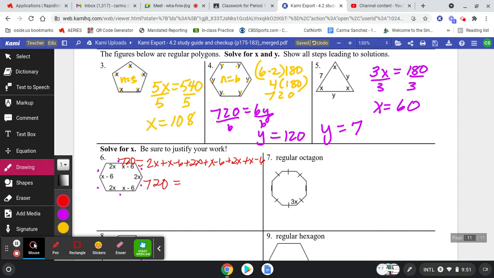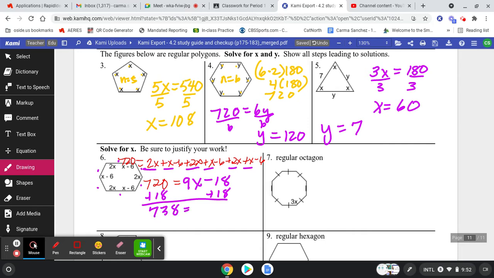Let's combine like terms. 2 plus 1 is 3, plus 2 is 5, plus 1 is 6, plus 2 is 8, plus 1 is 9. 9 total x's. And then there's a -6, a -6, a -6. 6 times 3, or -18. I'm going to add 18 to both sides and divide by 9. See what you get for that x.